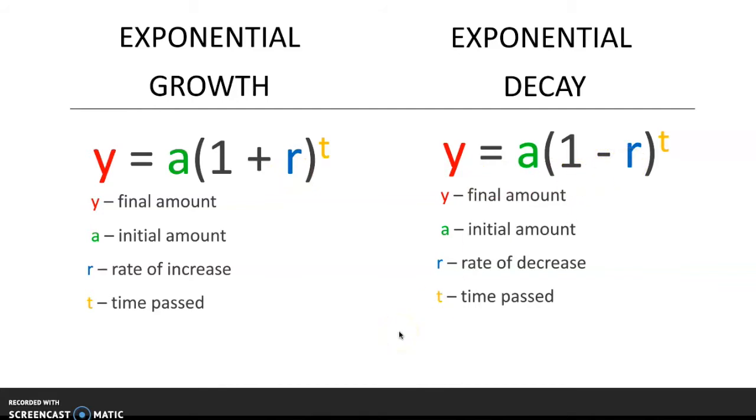Okay, and in both equations, y, a, r, and t all represent the same thing. So y is the final amount, a is the initial amount or the starting amount, r is the rate. So if it's exponential growth, it's a rate of increase. If it's exponential decay, it's a rate of decrease. And then t is the amount of time that has passed between the initial amount and the final amount.